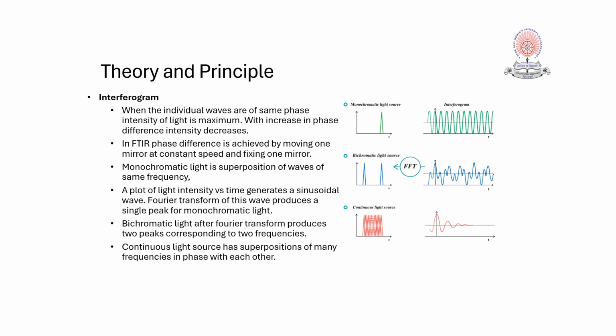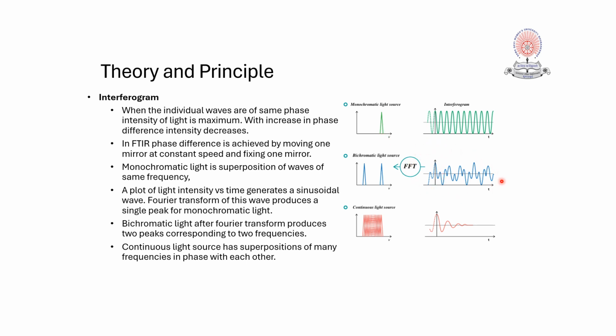If two light waves with the same phase interact, the outcome is high intensity radiation. As the phase difference gets wider, intensity gradually decreases. A plot of light intensity versus time for a monochromatic light generates a sine wave. After Fourier transform, it gives a single peak.